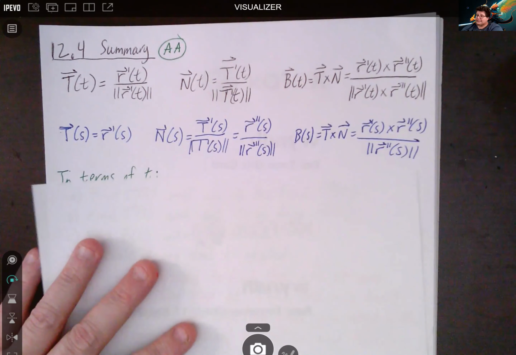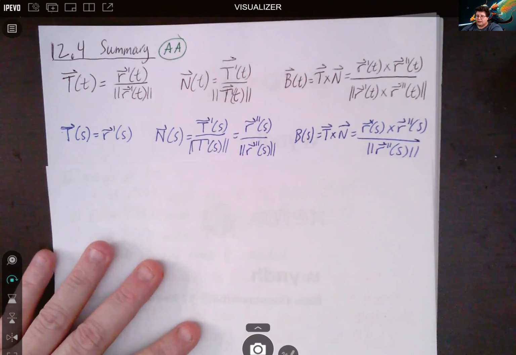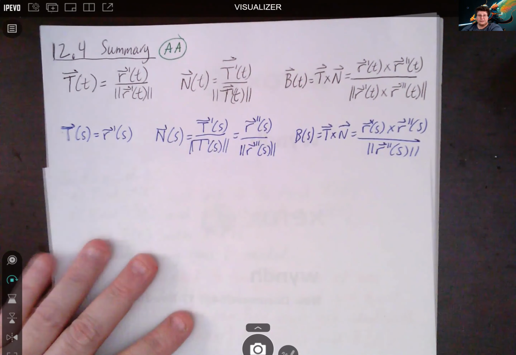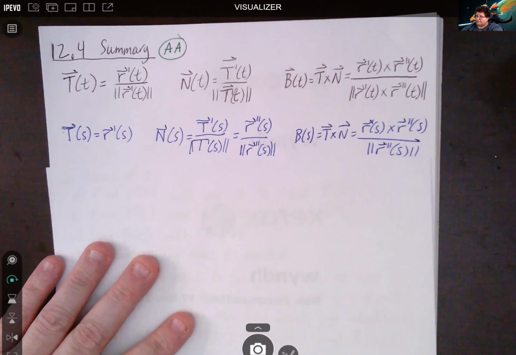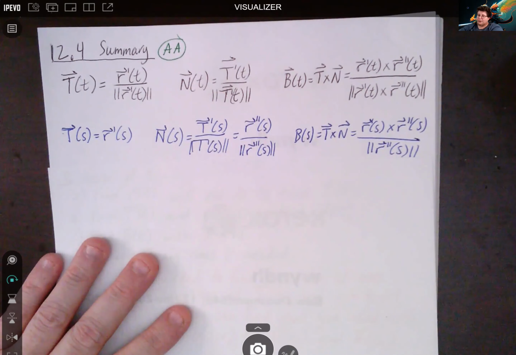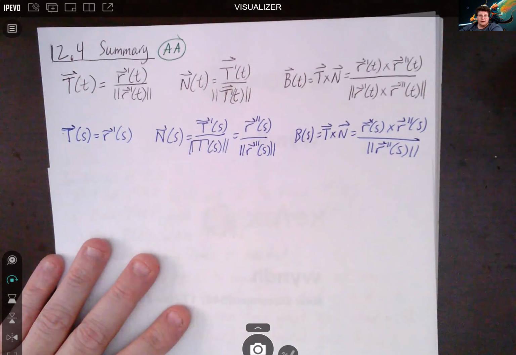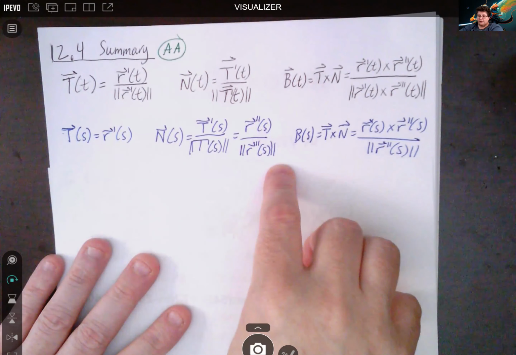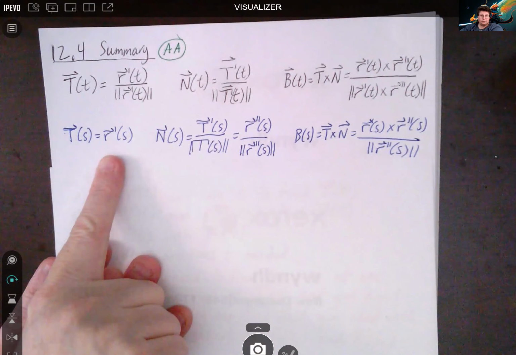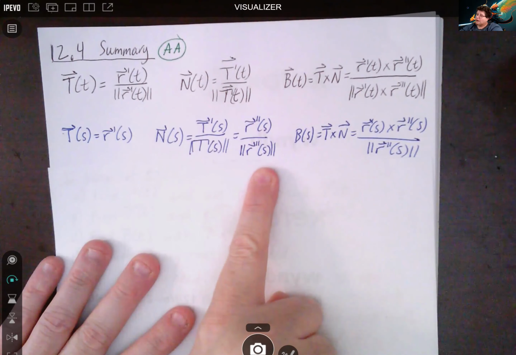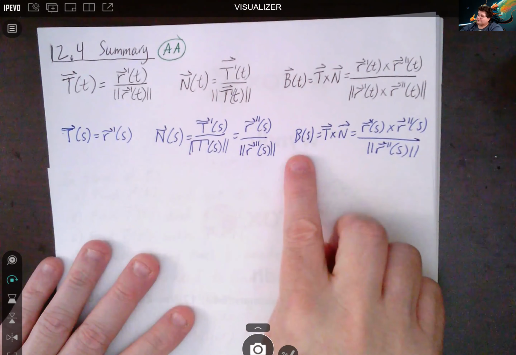If you're working with S, the arc length, the tangent vector is just the first derivative. We don't need to divide by the magnitude because it's 1. For n, we have two ways we can do it. We could take T prime of s divided by its magnitude, but that's really just the second derivative of r divided by its magnitude, right? The derivative of this is going to be r double prime, so dividing it by its magnitude just gives us that.